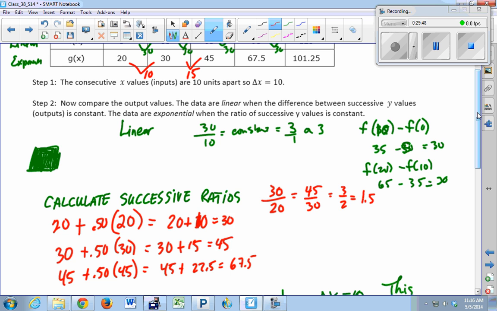So we call 1.5 a growth factor. Notice it's bigger than 1, right? So you're growing. This is our growth factor.